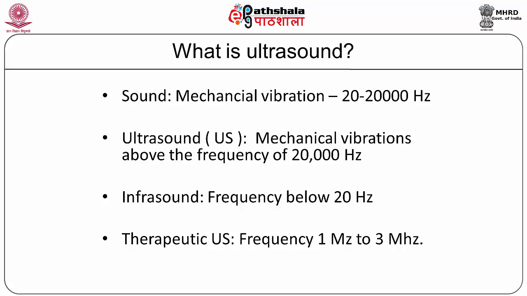As we know, the frequency of sound waves ranges from 20 to 20,000 Hz. The waves of frequency above and below this range are not audible. The waves below the frequency of 20 Hz are known as infrasound, whereas the waves of frequency above 20,000 Hz are known as ultrasound. In physiotherapy, the frequency of ultrasound is 1 MHz and 3 MHz. The physical properties of ultrasound to a greater extent are similar to those of sound waves.